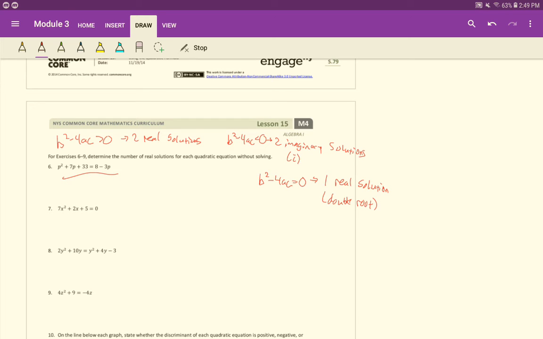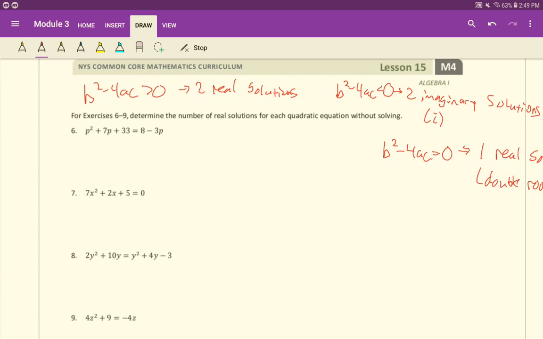So let's take a look and see what our discriminant is. This tells us the number of real solutions without telling us the actual solution. So it gives us some idea about what the answer is without having to go through the whole process of using the quadratic formula. First thing, we need to make sure we're equal to 0. So we'll subtract 8 on both sides and add the 3p. We get p squared plus 10p plus 25. So our a is 1, our b is 10, and our c is 25. Go ahead and put these numbers into the discriminant and simplify, and see what value you get.